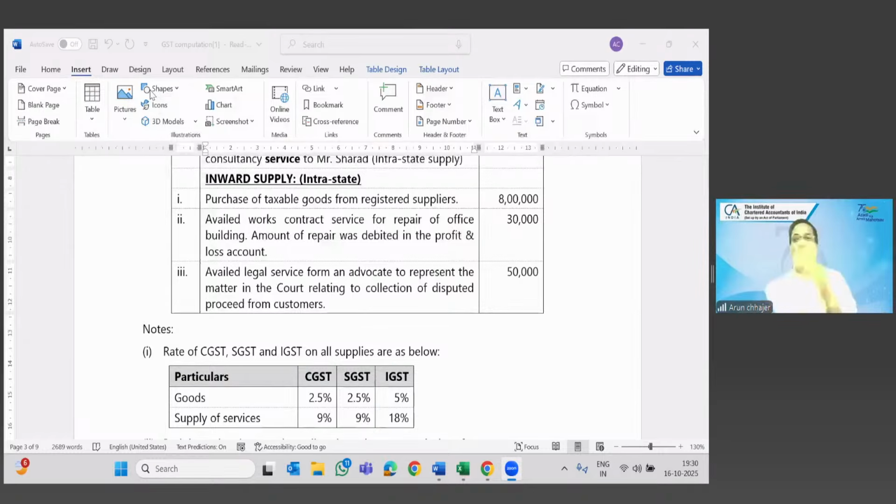So can you give me the answer? What is the eligibility condition with respect to this transaction? If I avail the work contract service for repair of my office building, which has been debited to the profit and loss account, क्या मुझे आईटीसी मिलेगा या नहीं मिलेगा? No ITC.